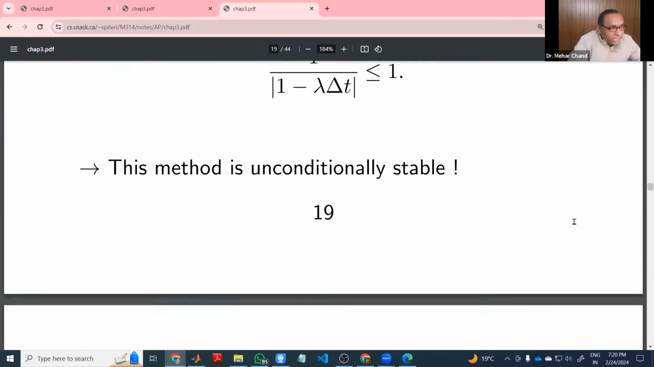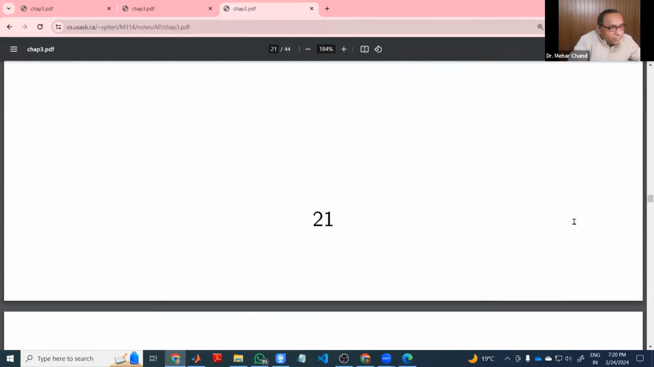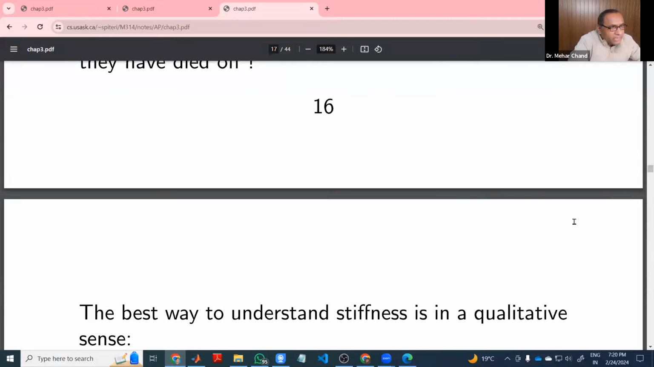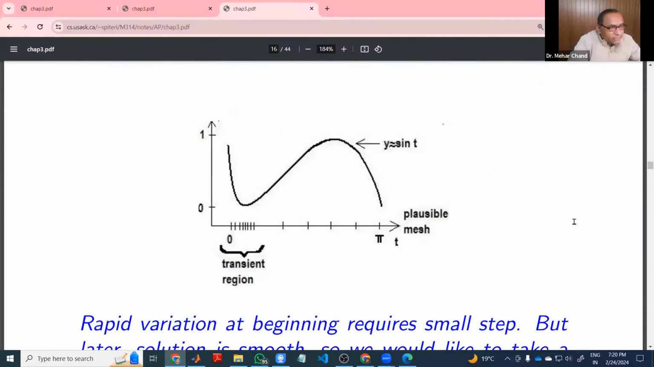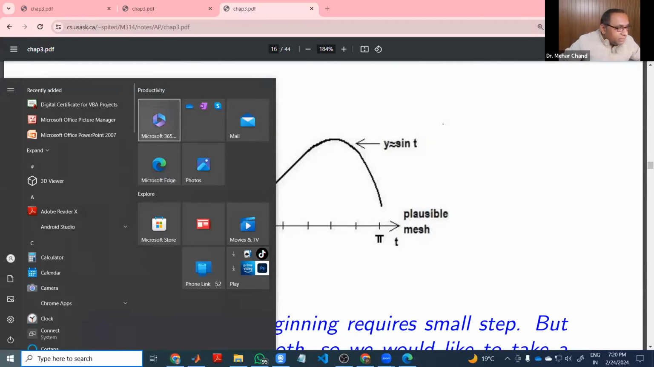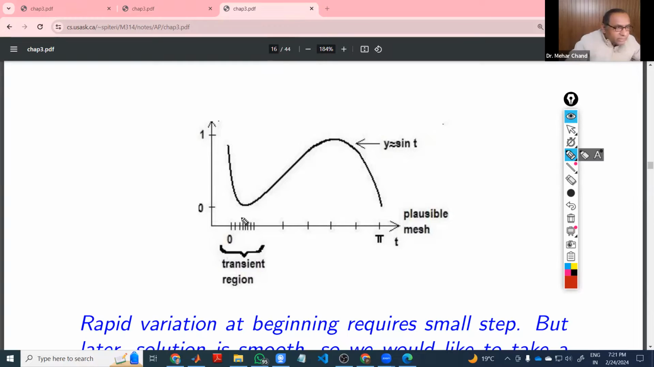What about stiffness? Here is one diagram which I want to use. You can see this one. When we have the solution of this type, one minute please, I want to open my Epic Pen. See, in this case, from this interval to this one, there is a very frequent or very big change in the graph, from this point to this point.